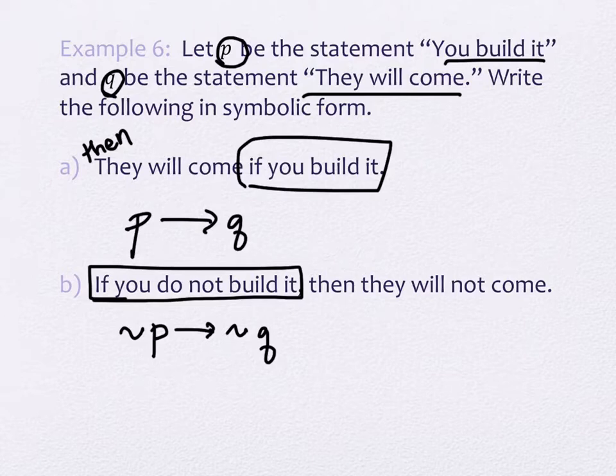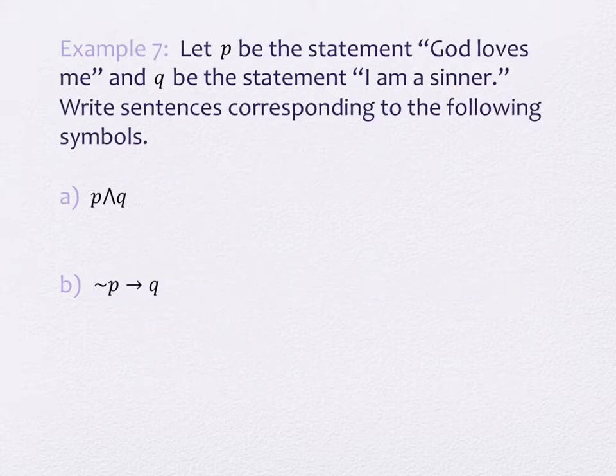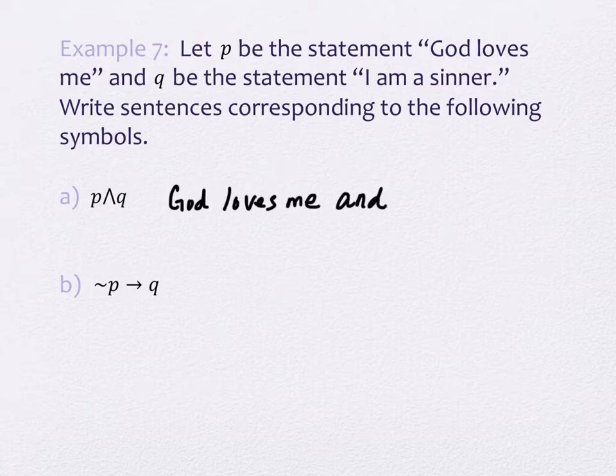Okay. Now what we're going to do is do this exact process in reverse. We're given symbols, and we're going to write out the verbal language associated with it. P and Q have changed meaning, so let's read those together. It says, P be the statement, God loves me, and Q be the statement, I am a sinner. All right, so what will I write for my first P and Q if I'm writing out the language associated with it? God loves me, because that's P. The symbol in between there is the word and, so you guys got that, that was good. And I am a sinner.